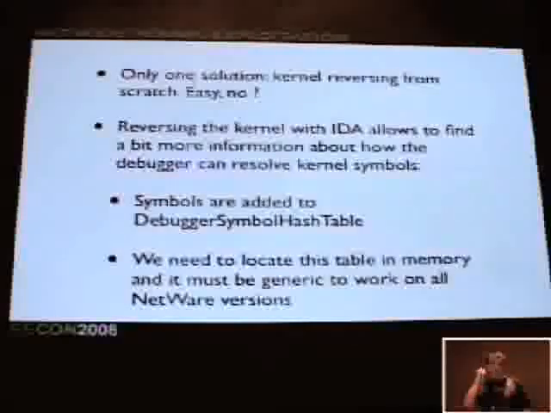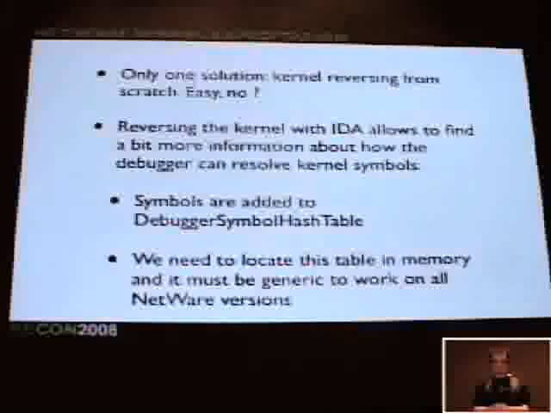So how to do that? By reversing the kernel. After some time, I found most information, especially on the debugger. The debugger is in kernel.nlm, and it stores all the symbols in the hash table, the debugger symbol hash table. So we need to locate this table in memory, and the way we find this address must be generic enough to work everywhere.